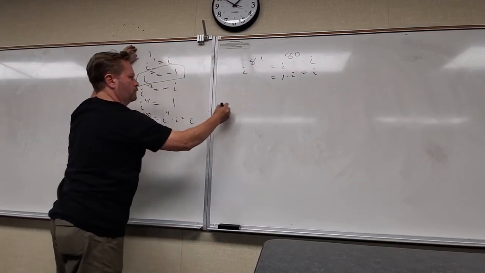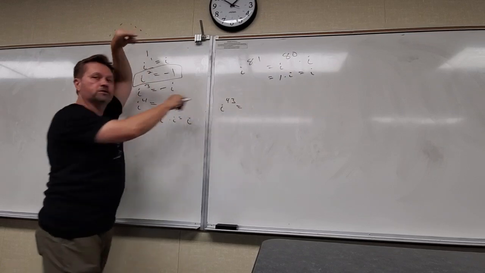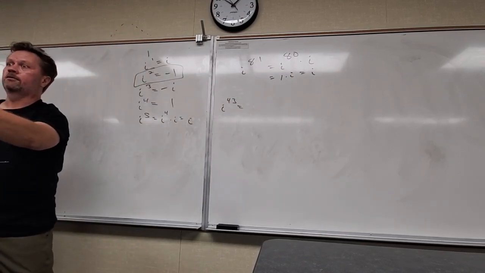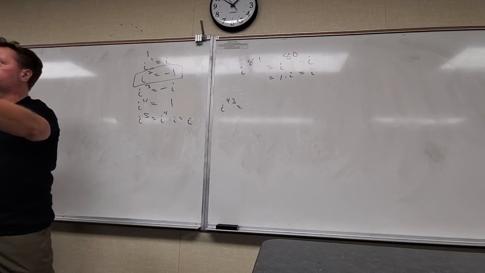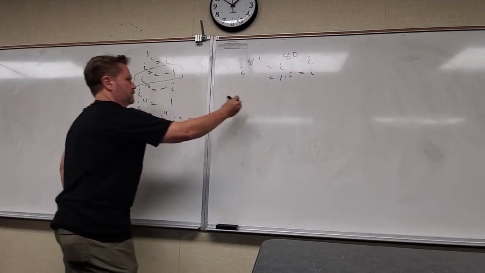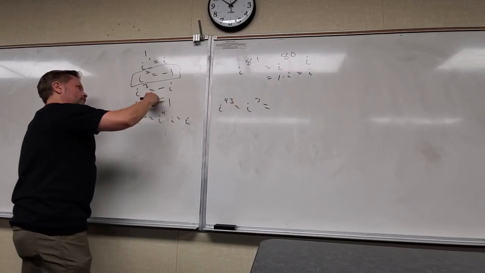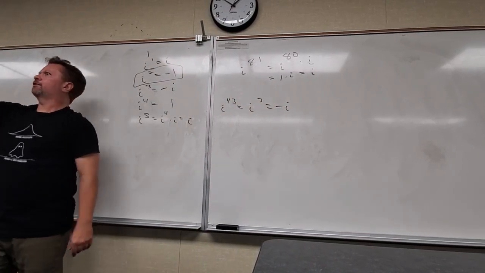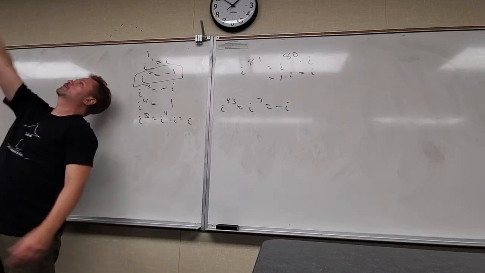Okay. So if I said, what's i to the 43rd? 4 goes into 43. I don't care how many times, what's the remainder? 4 goes into 43, what's the remainder? 3. So this is the same thing as i cubed. -i. Why does it work that way? Because then it's just a big circle. It's just going to keep repeating itself.